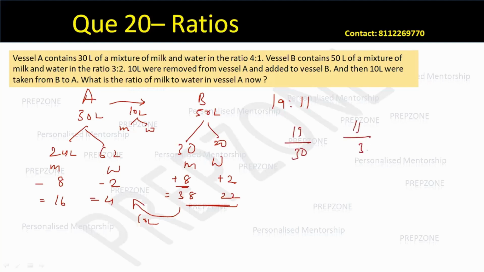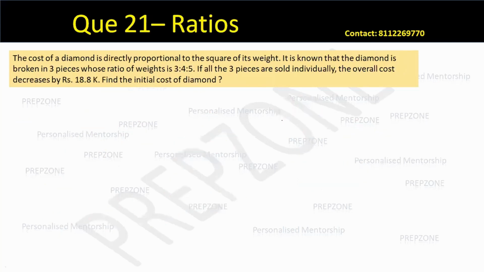and 11 by 30 of 10 units, which means 19 by 3 liters of milk aega. So this will be added here, 19 by 3, and 11 by 3 liters will be water. I'm just splitting this 10 liters into the ratio of milk is to water. So ratio will be 16 plus 19 by 3, which is 48 plus 19. It is 67 is to 12 plus 11, 23. Is the final answer. Next easy question. Everyone should be able to answer.